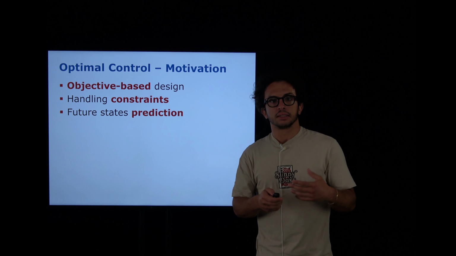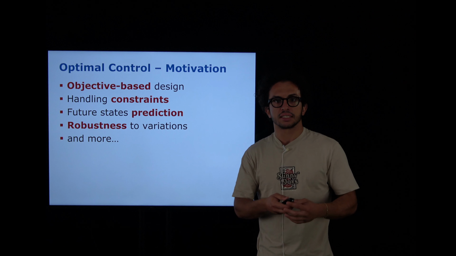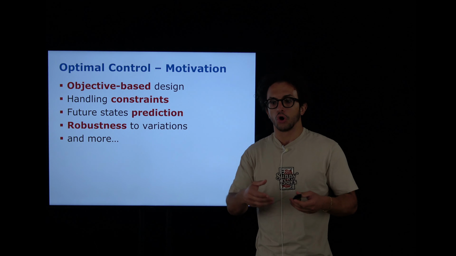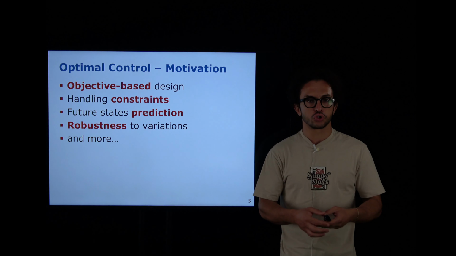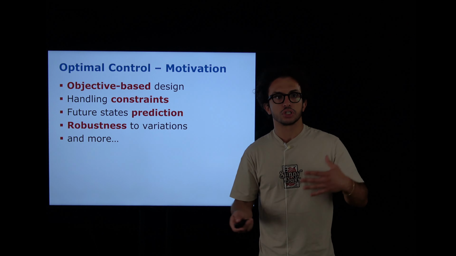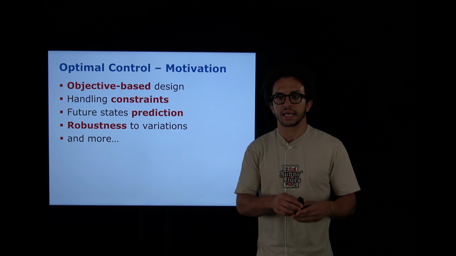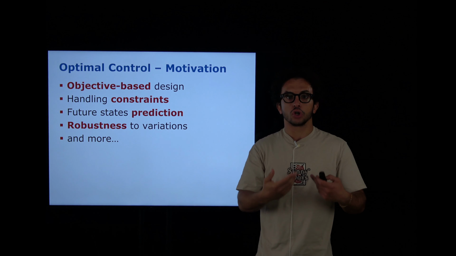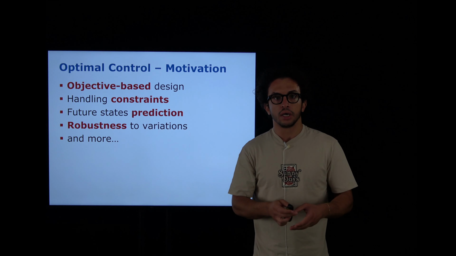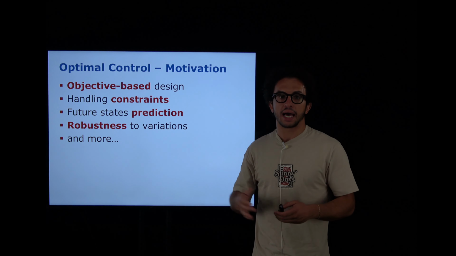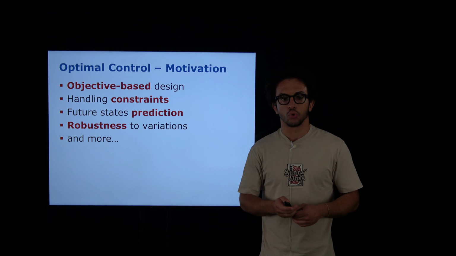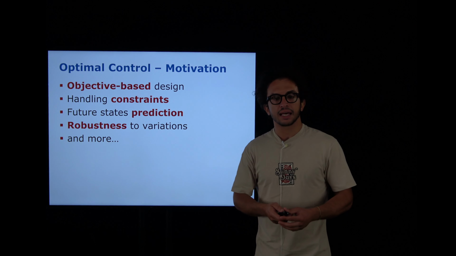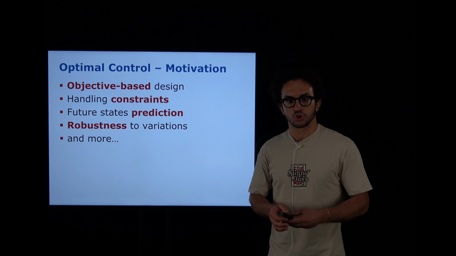Also, this kind of strategy gives us robustness to variations. All of the problems that we've introduced so far, noises and disturbances that can happen and can affect the system, and that we cannot model, something we don't know, this is something that is usually well handled by optimal control. So these are the main advantages coming from optimal control.